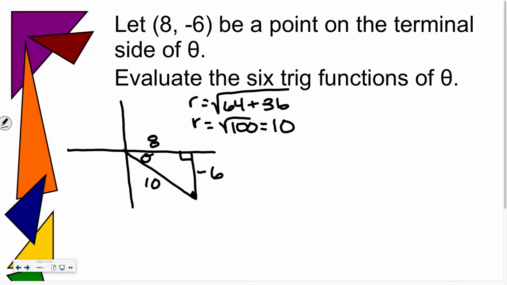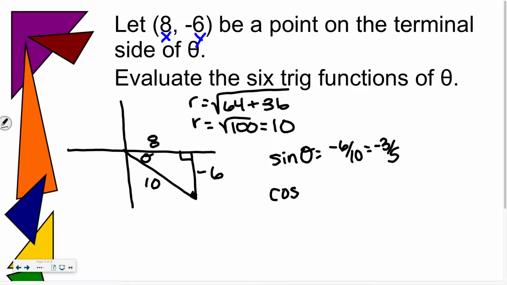And at this point, again, for those people who are more visual, they may still be thinking opposite over hypotenuse. Some of you maybe didn't even draw the picture. You just said that's x, that's y. Let me find r. And now I'm going to do sine theta equals y over r. Okay. I'll go ahead and up here I'll label x and y. So if you're going off the general definition we just talked about, for sine, y over r, that's going to be negative 6 over 10, which reduces to negative 3 over 5.